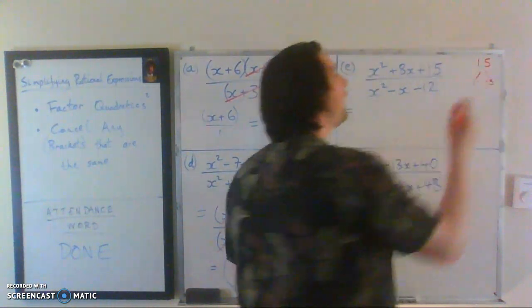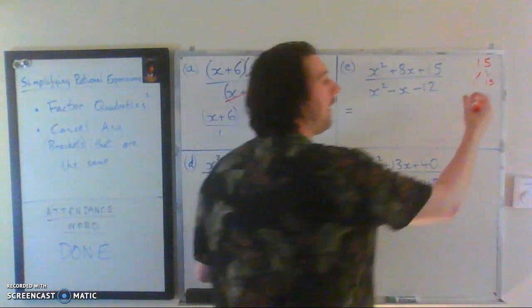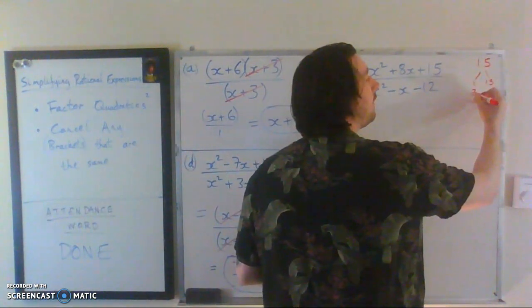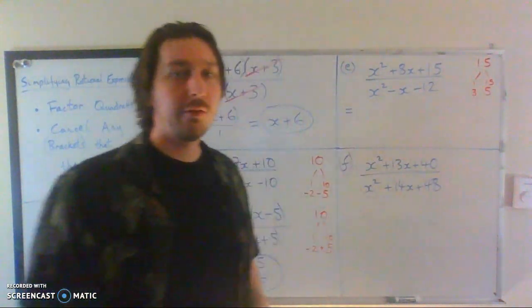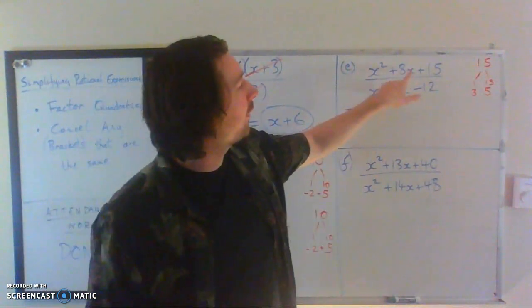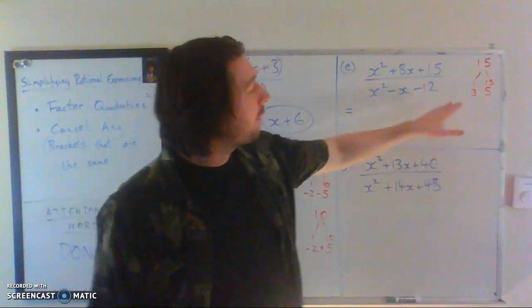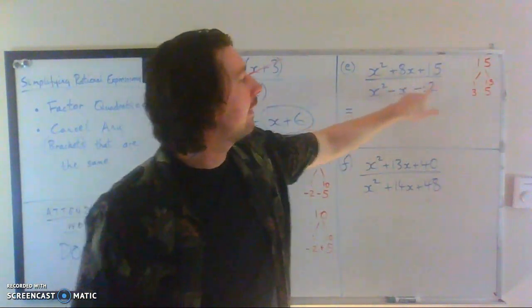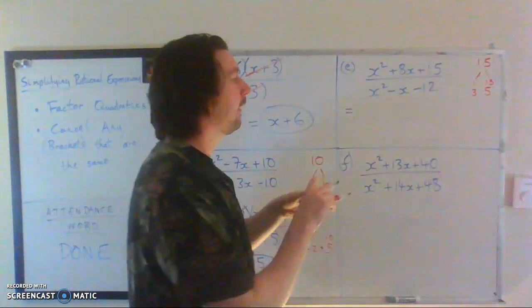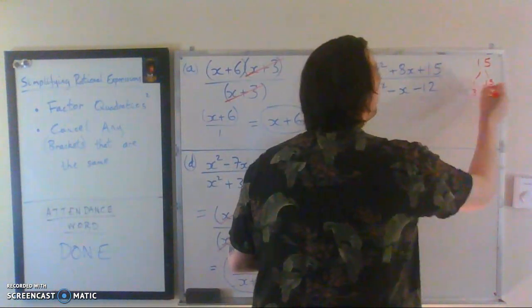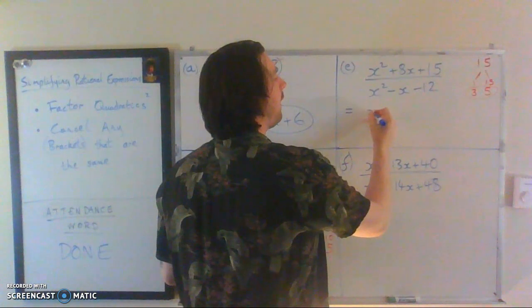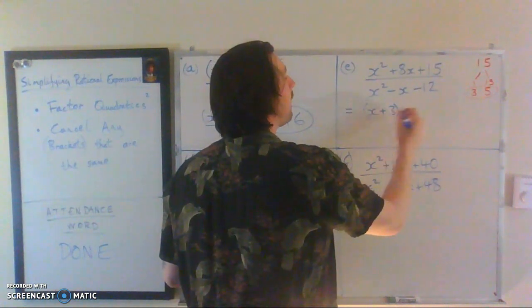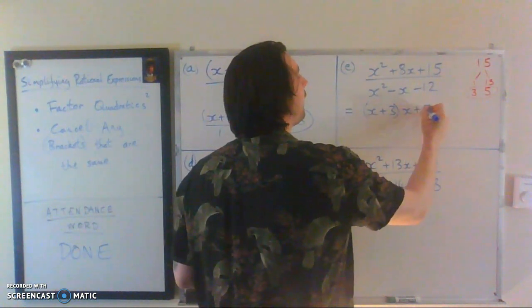I've got 1 and 15, which gives me 15, and then the other factor pair is 3 and 5. This is a nice one because they're both positive. The pair I'm going to use is 3 and 5, because 3 plus 5 is 8 and 3 times 5 is 15. So those are the two numbers I'm going to put in my brackets: (x + 3)(x + 5).